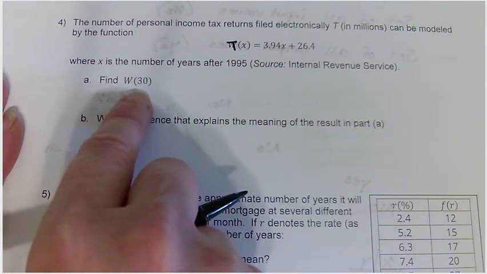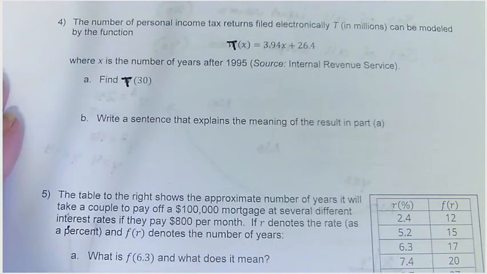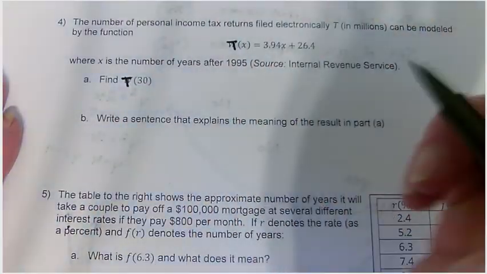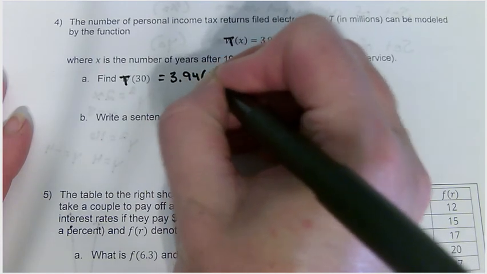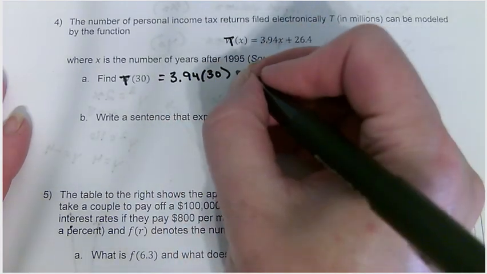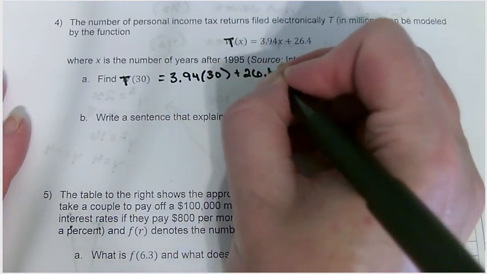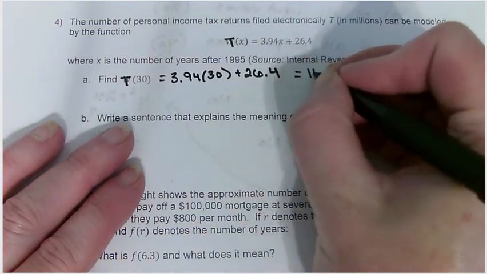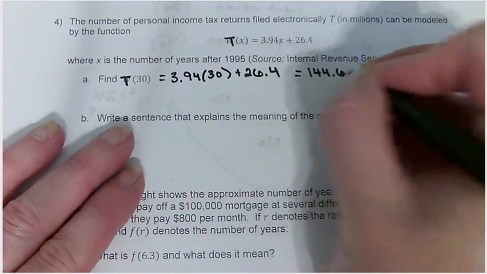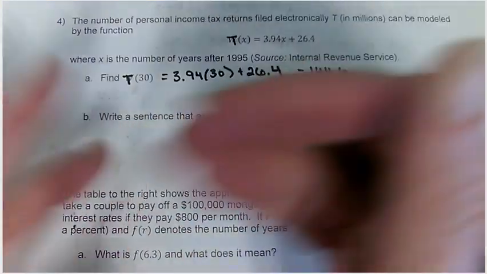So T of 30 would mean we're going to plug 30 in for X. .94 times 30 plus 26.4. We get 144.6. So notice right there, it just asks us to find T of 30.